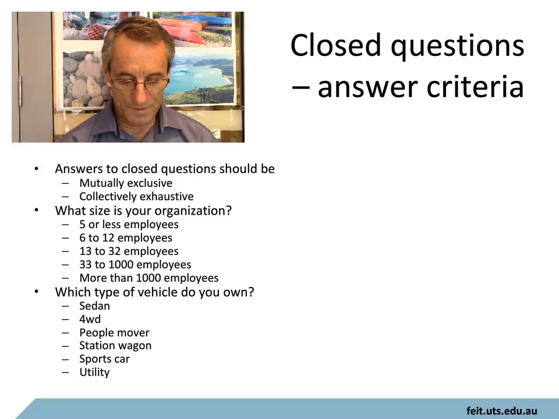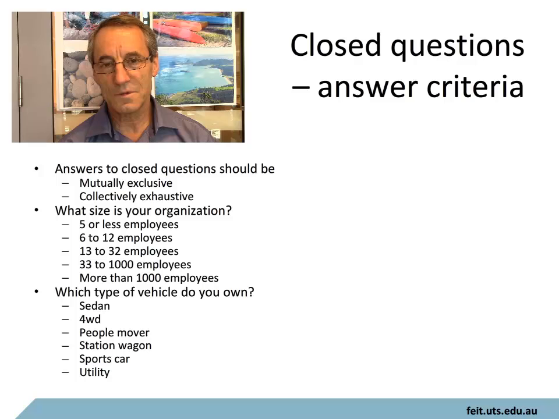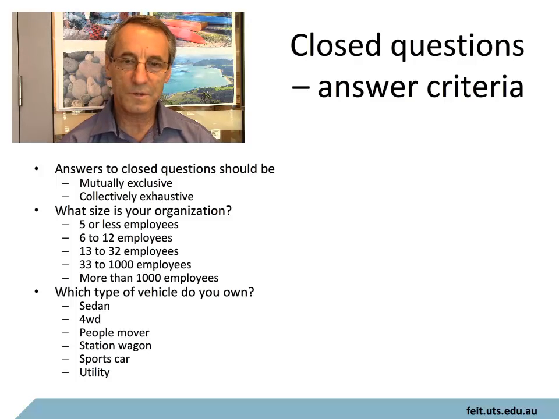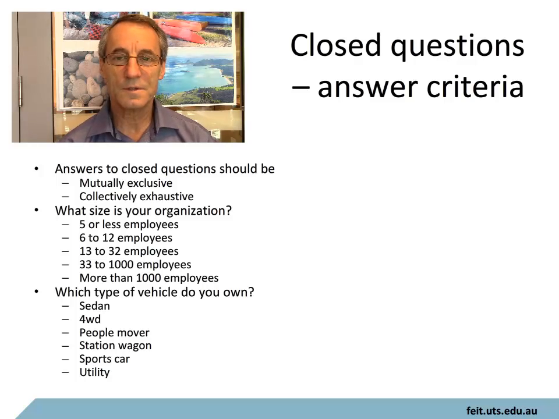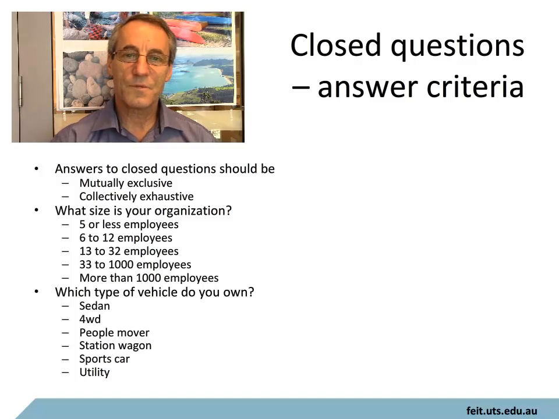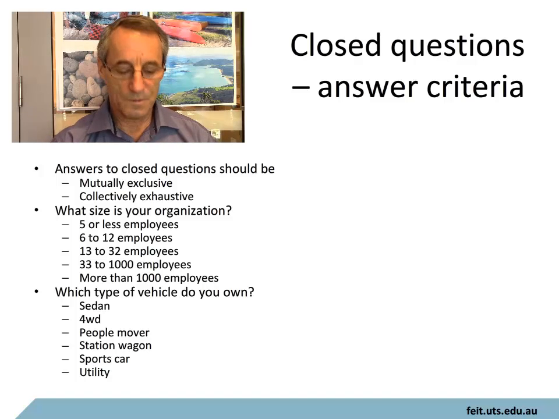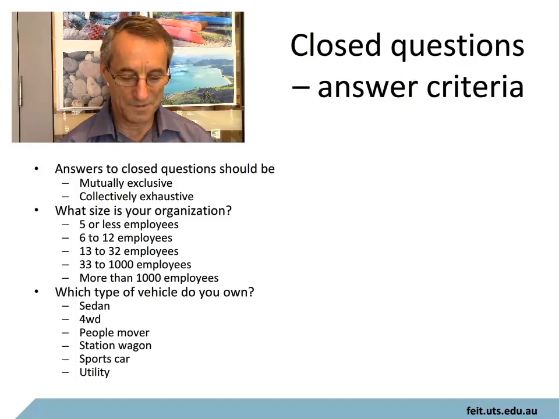Another example is if you're asking about vehicle types: what type of vehicle do you own? Now, if you list out sedan, four-wheel drive, people mover, station wagon, sports car, utility, what's missing? What happens if they don't own any? What happens if they own a motorbike? What happens if they drive a truck? It's not in the list. So there should be an other category there.